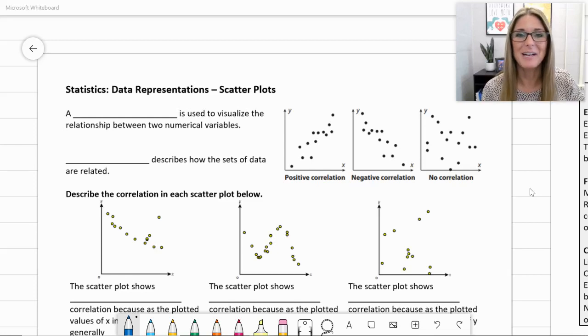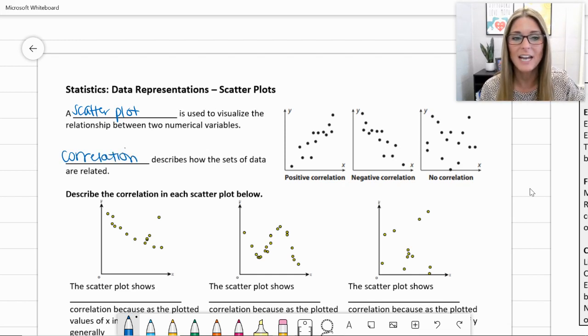Today we're going to start talking about scatter plots. So filling in our blanks, a scatter plot is used to visualize the relationship between two numerical variables. We also have our vocabulary here, correlation. Correlation describes how the sets of data are related.